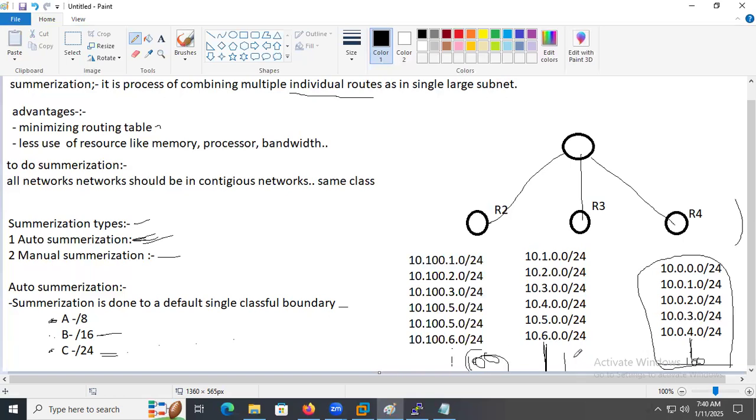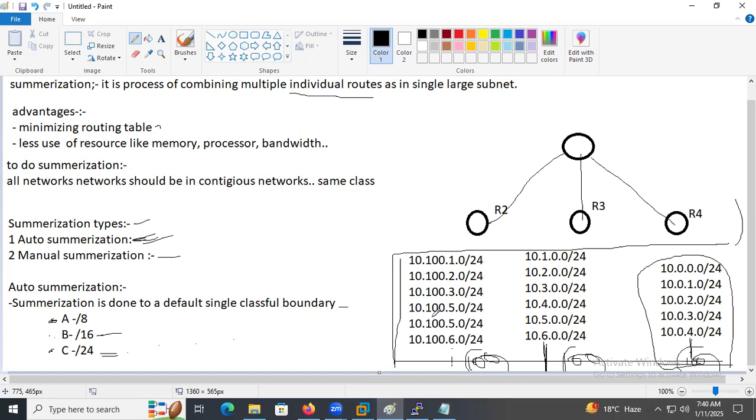Class C subnet mask. Will this fall under class A or class C? Because of the subnet mask, it will fall under class C only, right? But you cannot say class C network. It is a classless network. You cannot say class C IP address. You cannot even say class A. It is classless. Or you can say it is a subnetted network.